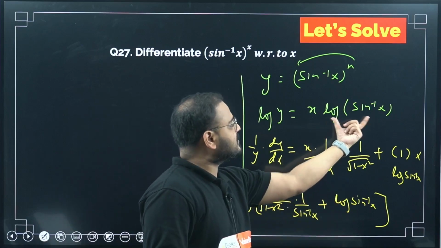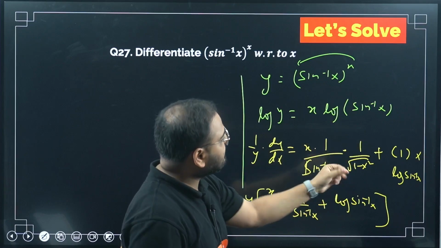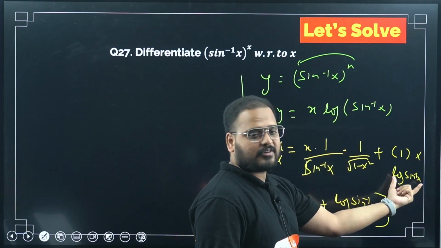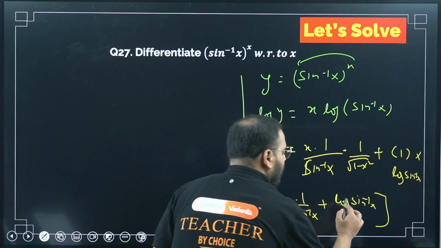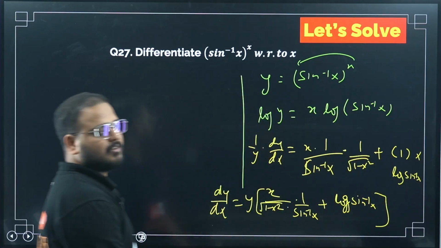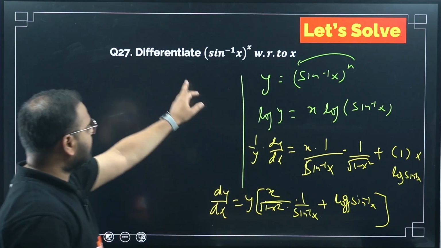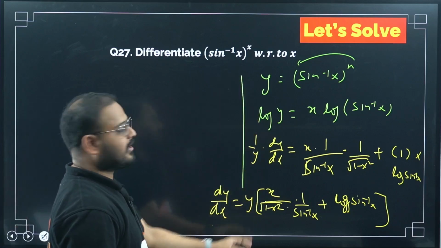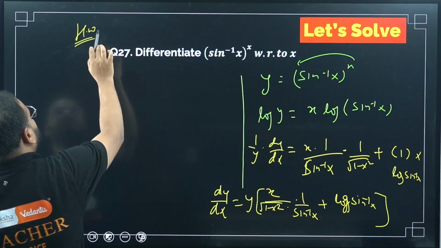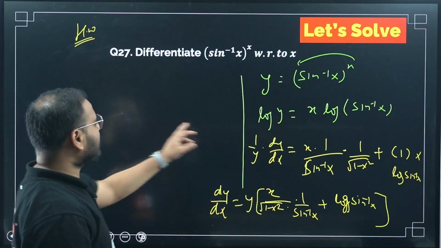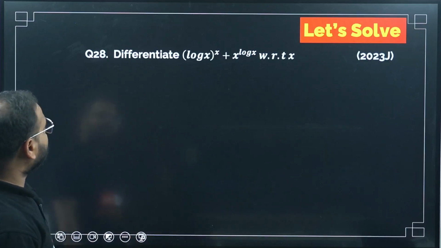Because I first kept x as it is and differentiated this part, I have to use chain rule. Next I just keep log of sin inverse of x as it is, and for x it is 1. So this is my final answer. Put the value of y from here: sin inverse of x to the power x will come in place of y. Solve it if you want. If you're not getting it, check my solution. Keep it as homework. Simple question, right? Apply log on both sides and do the differentiation using product rule and chain rule.